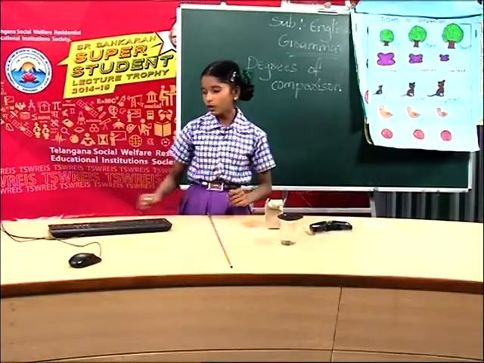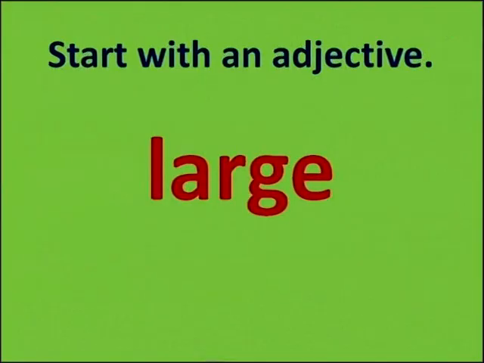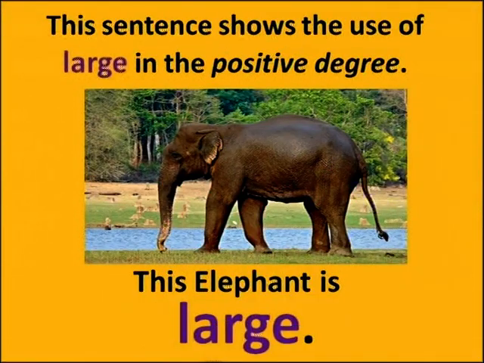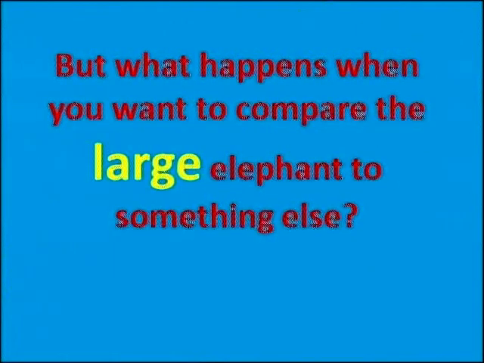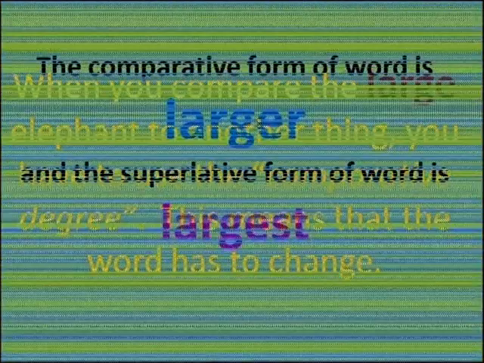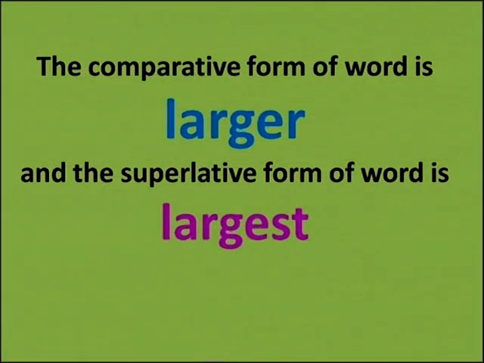Okay friends, now I am taking the adjective large. Now this sentence shows the use of large. See here, this elephant is large. But what happens when you want to compare the large elephant to something else? Yes, when you want to compare the large elephant to another thing, you have to use the comparative degree. This means the word has to change. Now, tell me friends, what are the other two forms of large? Yes, the comparative form of this word is larger and the superlative form of this word is largest.